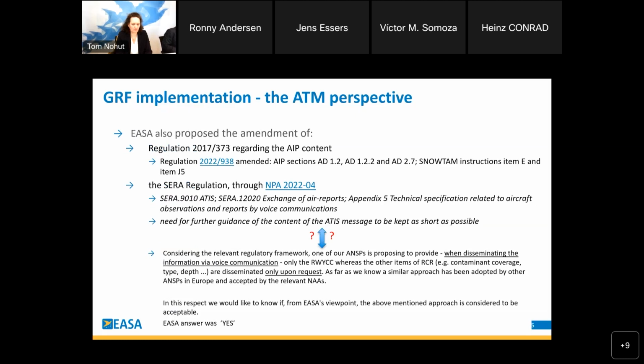We have also further proposed the amendment when it comes to the AIP content. I will not read the proposal, but you can see it in the slide. So when we have tried to address the AIP sections, it's 8.1.2, 8.1.2.2, and 8.2.7, and SNOWTAM. In parallel, during the NPA 2022-04, we also tried to address some elements of APIs and exchange of error reports.